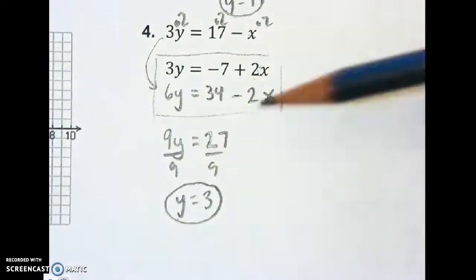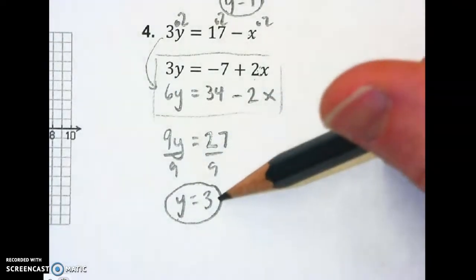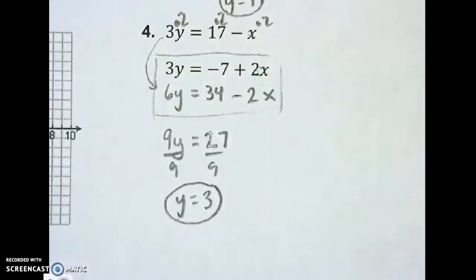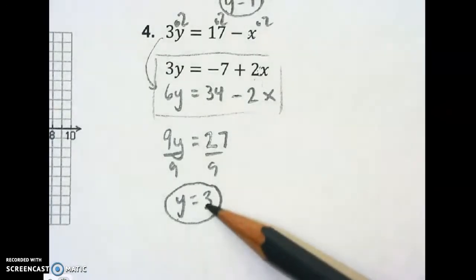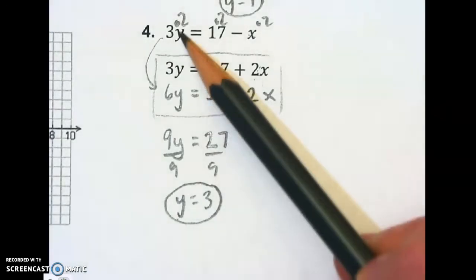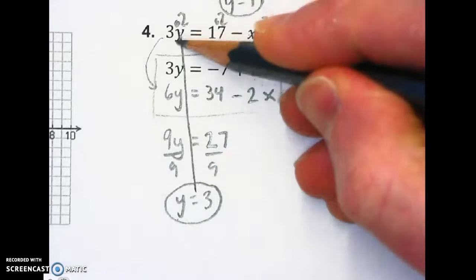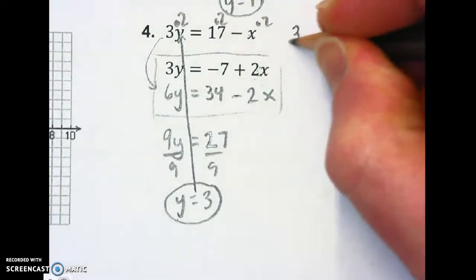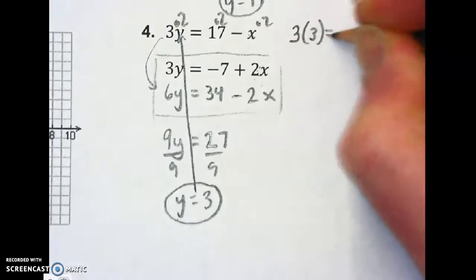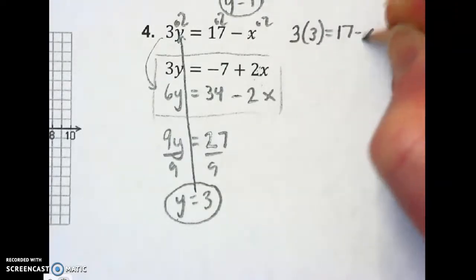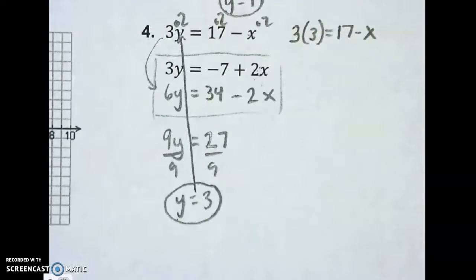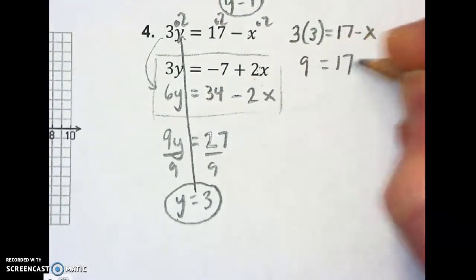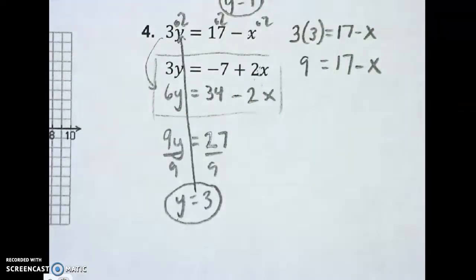And did you know the ending step on elimination is the same as substitution? The number you have, you plug in to either equation. So I'm going to plug y in. I'm going to put it in the top equation right here. That'll get me 3 times 3 equals 17 minus x. So 3 times 3, you get 9. We still have 17 minus x.